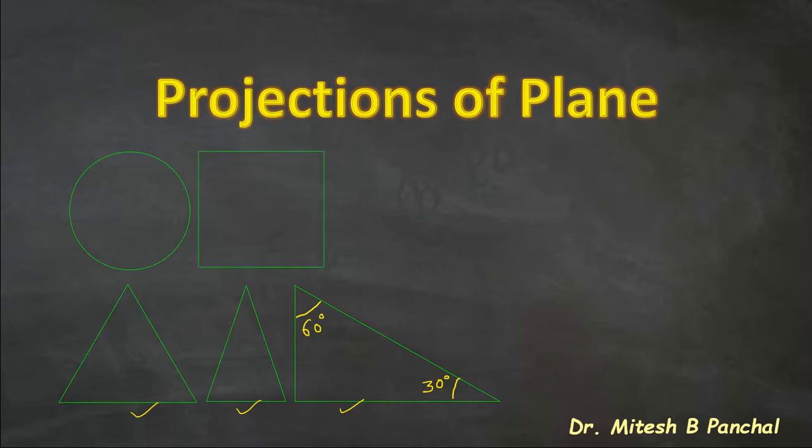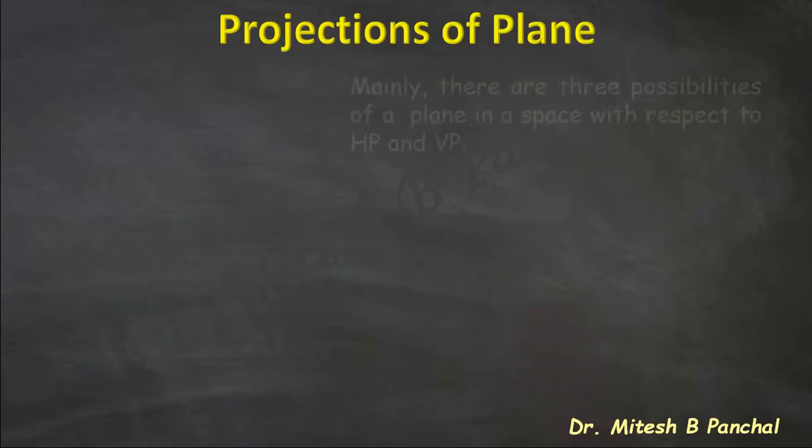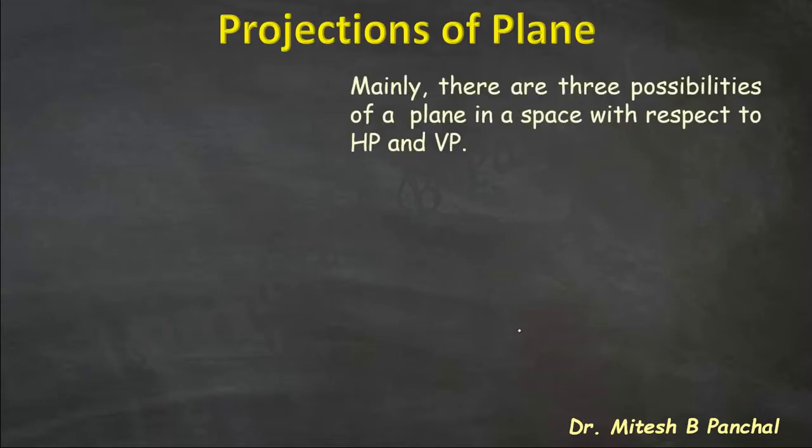Then we have square, a rectangle, a rhombus, a regular pentagon, and regular hexagon. So these are the planes we will consider for the topic, that is projections of plane. There are mainly three possible positions of a plane in a space with respect to HP and VP.